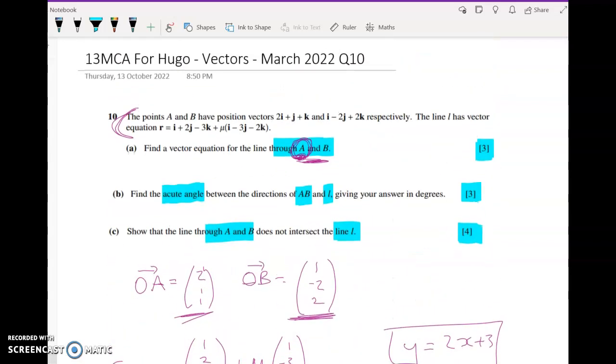In the next question, we have to find the acute angle between the directions of AB and the line. So all I have to do here is work with the direction vectors of the 2 lines.